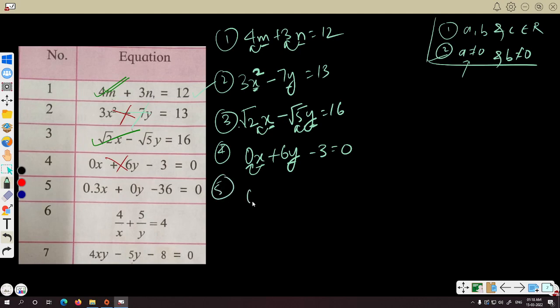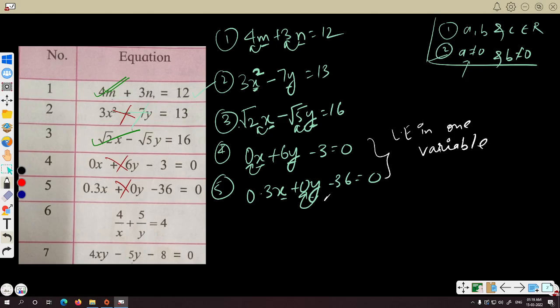Fifth equation, we will discuss. 0.3x plus 0y minus 36 is equal to 0. Now again I have two variables x and y, but the coefficient of y is 0. So this equation is not a linear equation in two variables. Acha, we'll look at this. In the first case, the coefficient of x is 0, and in the second case, the coefficient of y is 0. So these are still linear equations, but in one variable. Both are linear equations in one variable.